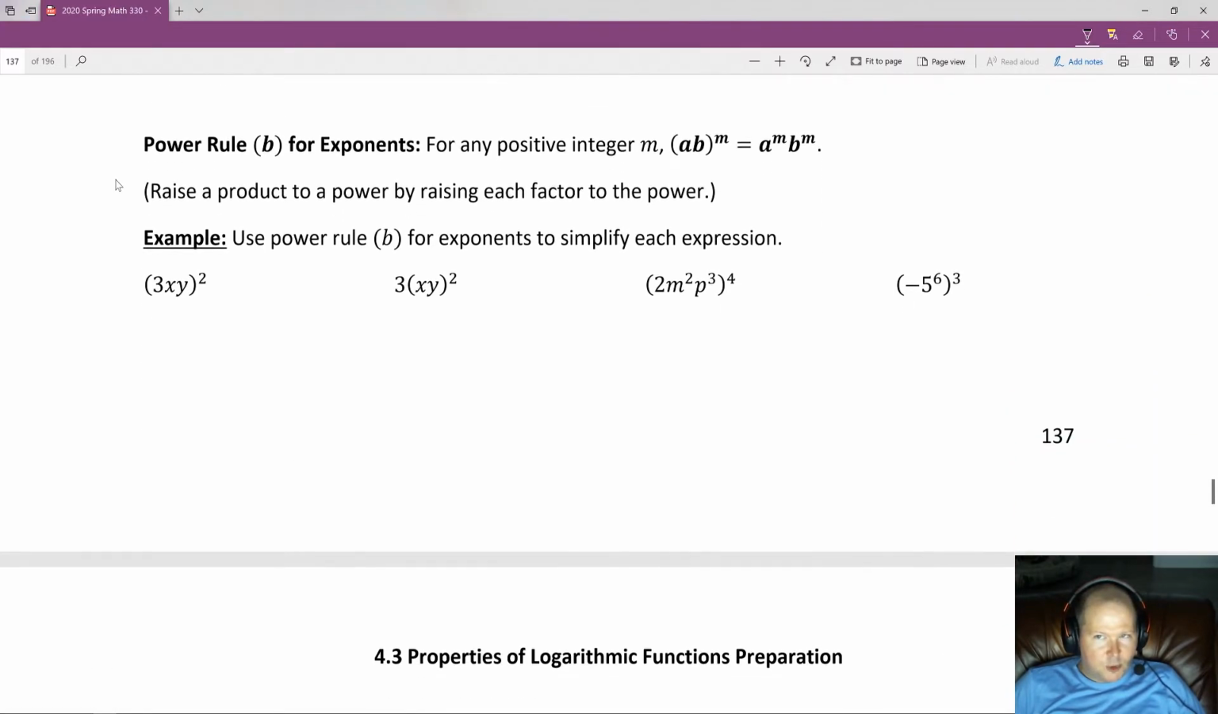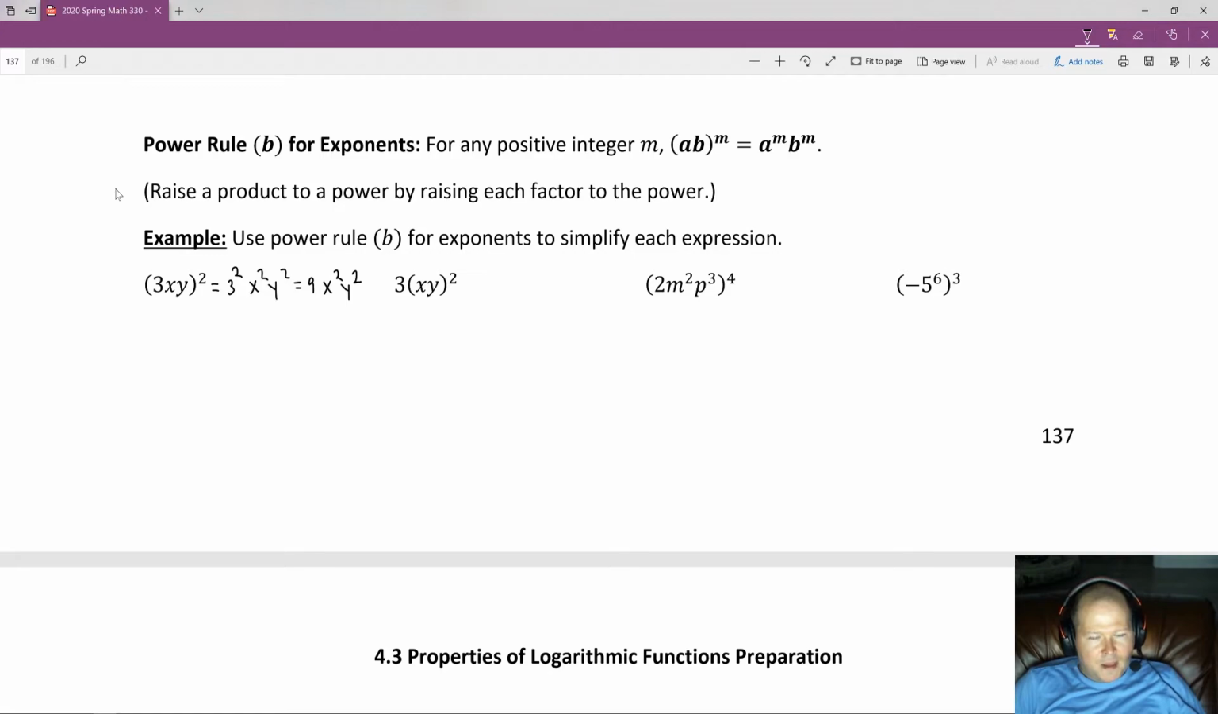Okay, rolling down a little bit more. We say power rule part B for exponents. So if I have two factors or more than one factor within the parentheses to some power, you have to bring all the factors separately to that power, right? Which means you have to multiply their exponents together. Okay, so first one we end up with (3xy) to the 2nd power. So it's going to be 3 to the 2nd power, x to the 2nd power, y to the 2nd power. 3 to the 2nd power is 9. So that gives me 9 x to the 2nd power, y to the 2nd power.